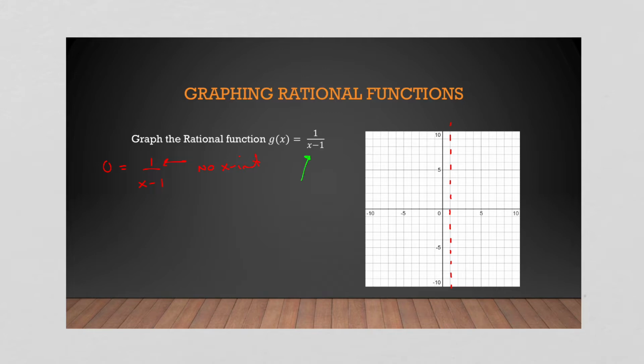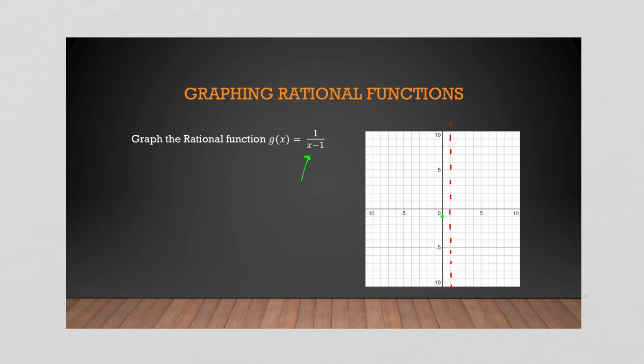Okay, well, what about my y-intercept? My y-intercept occurs when x is 0. So I have 1 over 0 minus 1, which gives me 1 over negative 1, which gives me, oh, lovely, negative 1. So I have a point for my line. I have my y-intercept at 0, comma, negative 1. Boom. It's the only point I know is on my graph right now. So there's x-intercepts done, y-intercepts done, vertical asymptotes done.